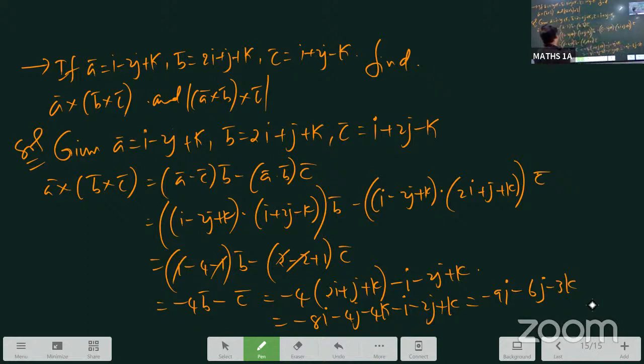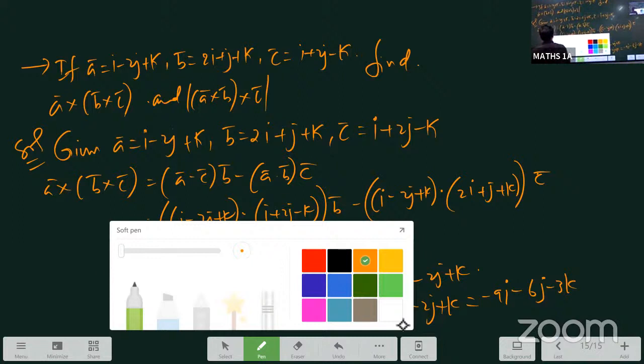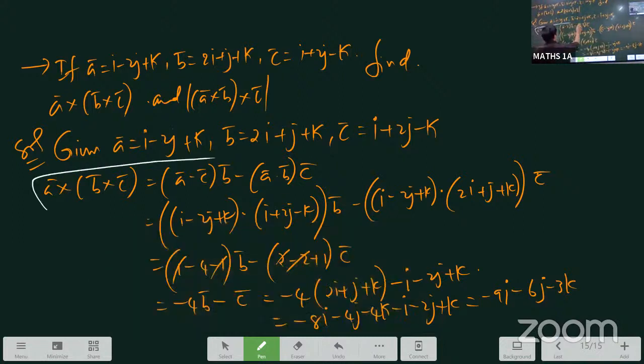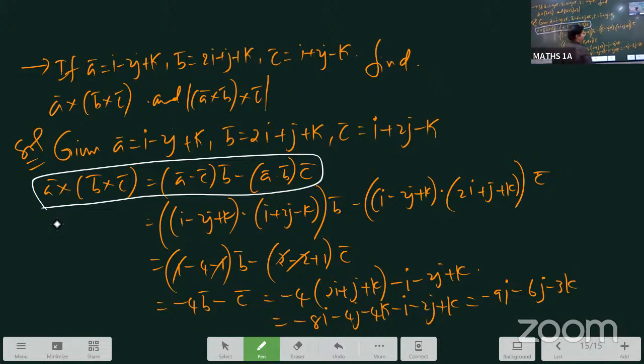See, I got A cross B cross. So A cross B cross C, you are going to apply the definition of vector triple product. Is it clear? Next, what is asking?